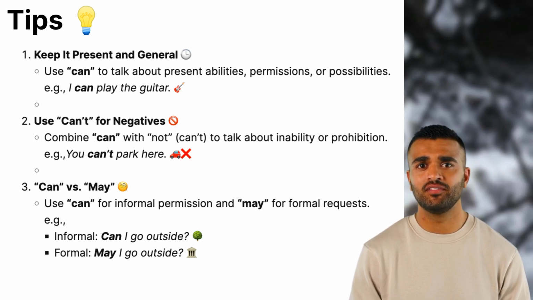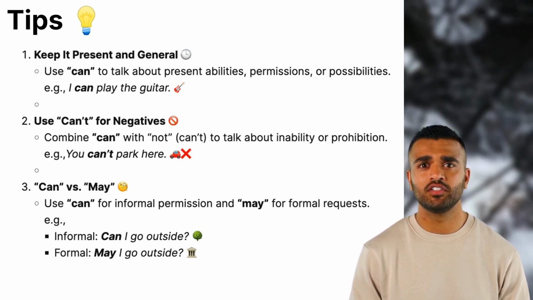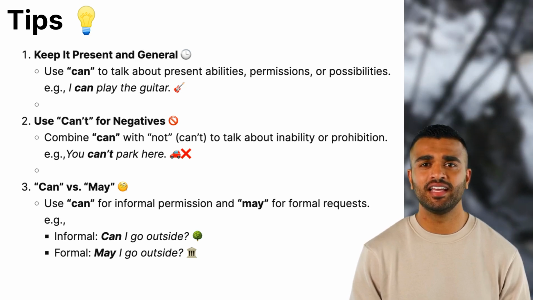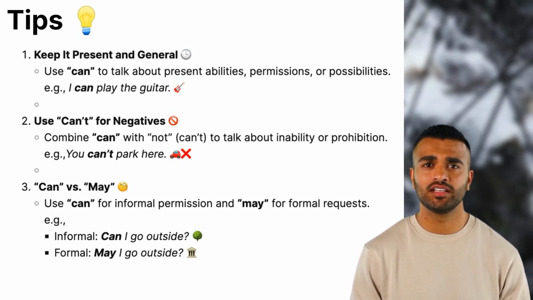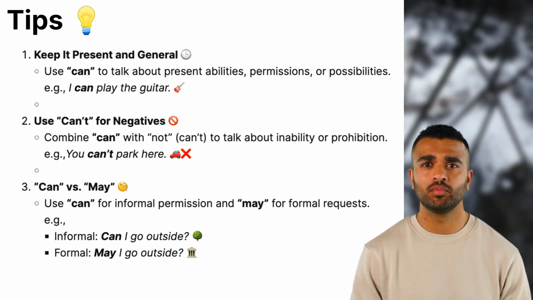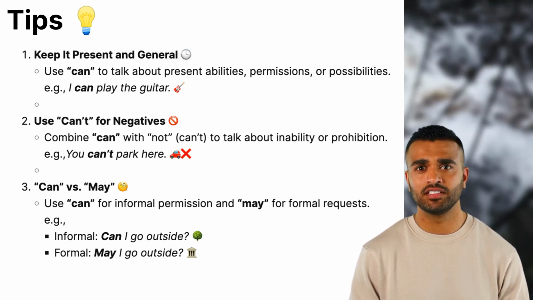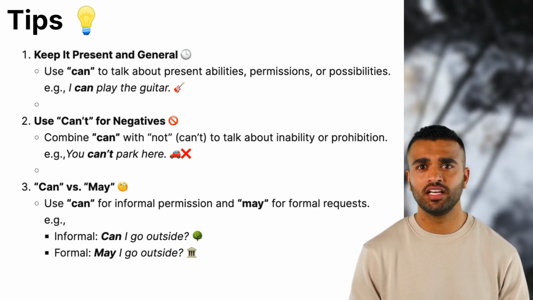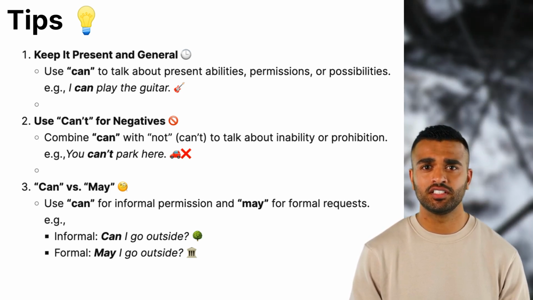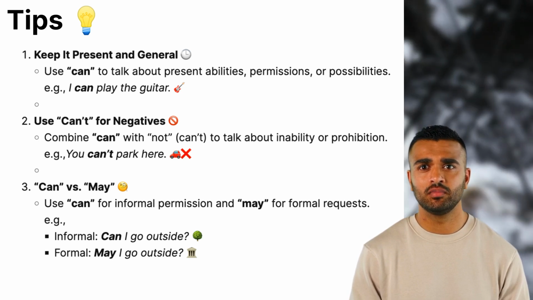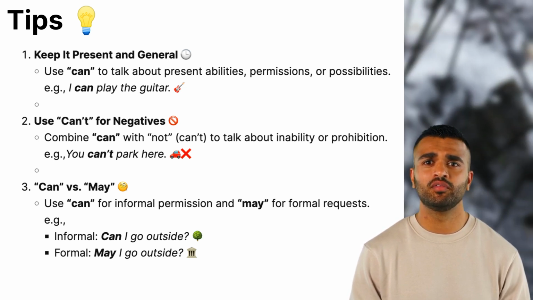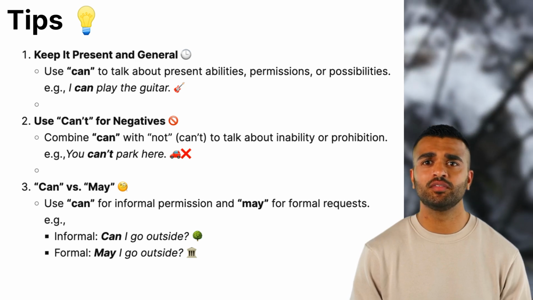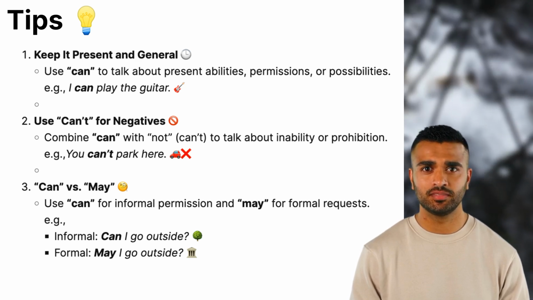3. Can versus may. Many learners get confused about when to use can and may. Can is used for informal permission. May is used for formal or polite requests. Examples: can I go outside? Informal, used in casual conversations. May I go outside? More polite and formal. Both are correct, but may is often preferred in formal settings like schools or workplaces.